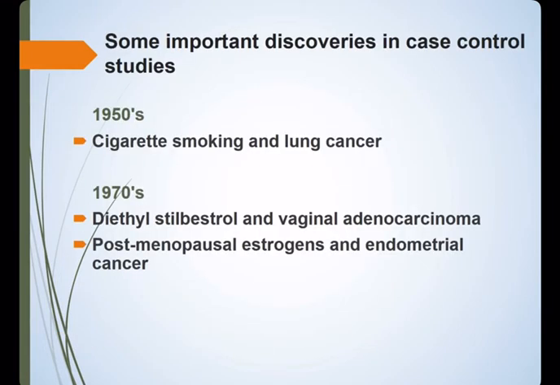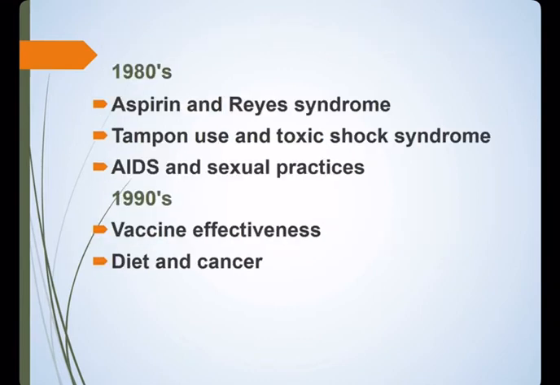There are other studies that were important in the history of case control studies. Besides the cigarette smoking and lung cancer study done in the 1950s, and the diethylstilbestrol and vaginal carcinoma study done in the 1970s, there was the postmenopausal estrogen and endometrial cancer study in the 1970s. Later on, we can see the association between aspirin and Reye's syndrome, which was done in the 1980s. And later on, other studies such as tampon use and toxic shock syndrome, and AIDS and sexual practice were also observed in case control studies.